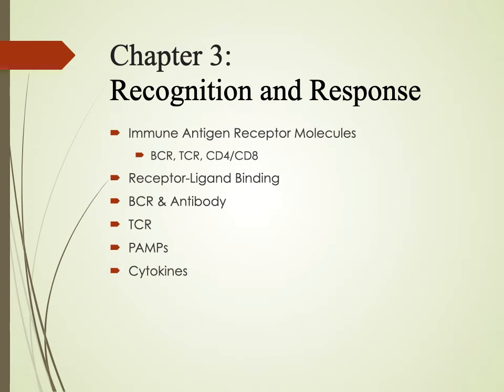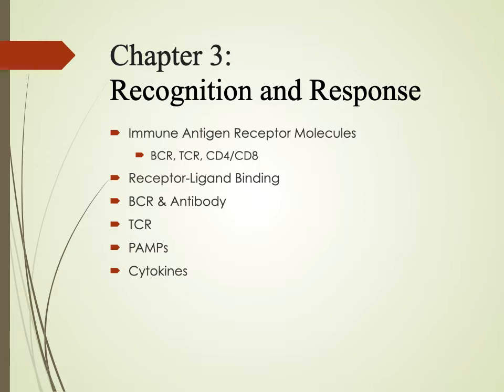Okay, so for this audio lecture, we're going to be covering concepts in Chapter 3, Recognition and Response. So for recognition, we're talking about receptors that will recognize the antigen, and then response, what happens to the immune cell. So we can have proliferation, we can have production of cytokines.